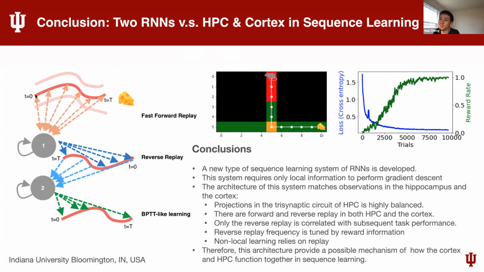The animal will initially randomly explore the environment and generate some trajectories which lead to the reward. And the reward will trigger the learning in the first neural network.